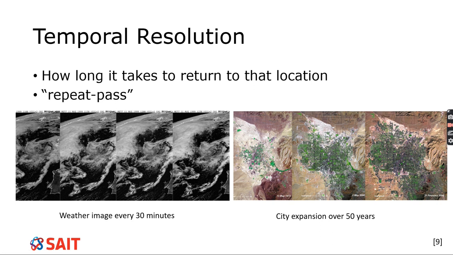The last one is temporal resolution, and this is how long it takes to go back and get that image. Here's an example of a weather image every 30 minutes, whereas this is a city expansion over 50 years. That is known as a repeat pass. We can have our orbit, which is much shorter than the repeat pass. Repeat pass means when you come back to that exact spot again. So it's really important to know the difference between the orbit and the repeat pass, or the temporal resolution, where I am coming to the same location over and over again.